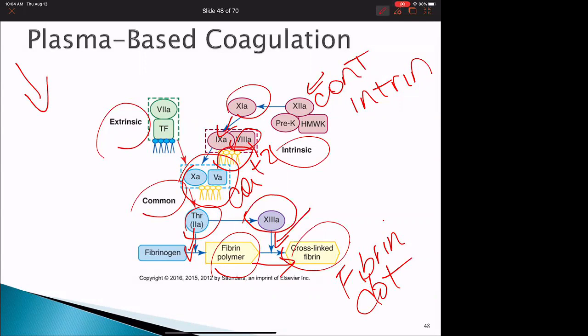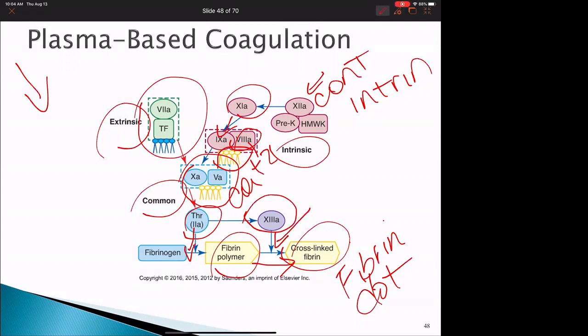This is the green part of it. The extrinsic pathway, what do you need? The first thing that you need is exposed tissue factor on subendothelial cells, okay? This exposed tissue factor will come and activate factor 7, okay? It'll then form a complex, okay?